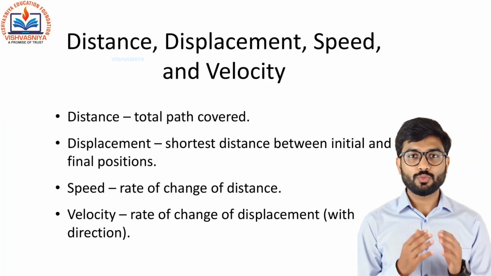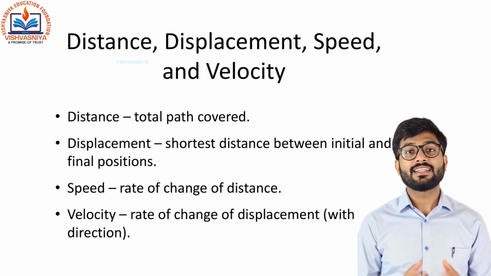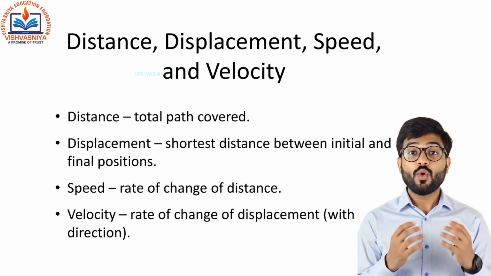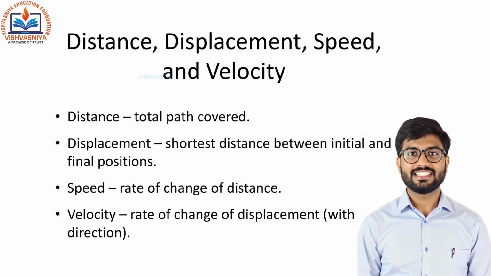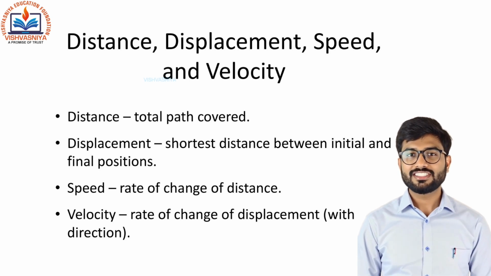To describe motion, we use two quantities, distance and displacement. Distance means the total path covered. Displacement means the straight line path between the starting and ending points. Distance is a scalar quantity because it has only magnitude. Displacement is a vector quantity because it has both magnitude and direction. Example, if you walk 3 kilometers east and then 4 kilometers west, your total distance is 7 kilometers, but your displacement is only 1 kilometer toward the west.